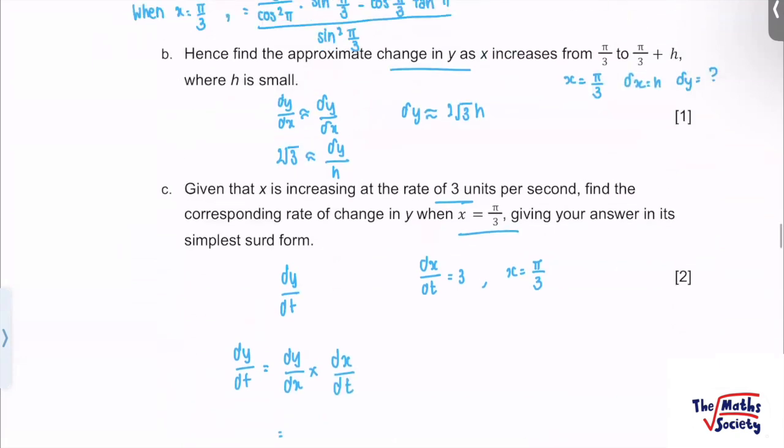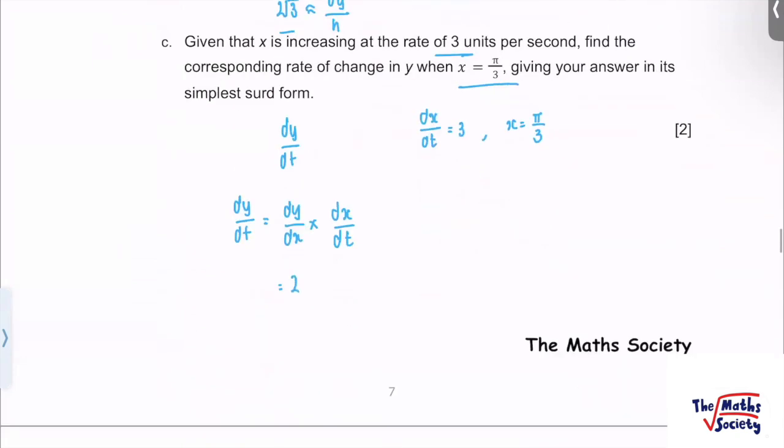So that's dy by dx, which is 2 root 3. Multiply dx by dt, which you have 3. You just multiply them, you get 6 root 3. And that is your dy by dt.